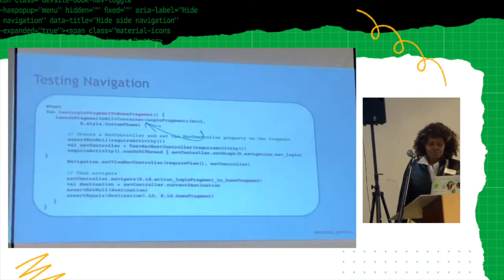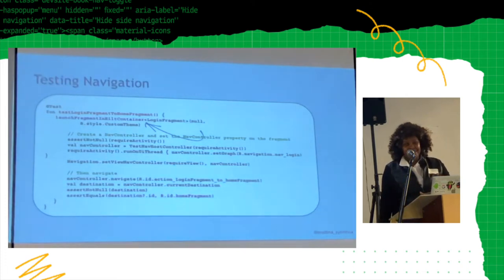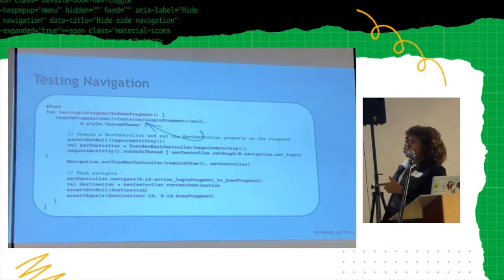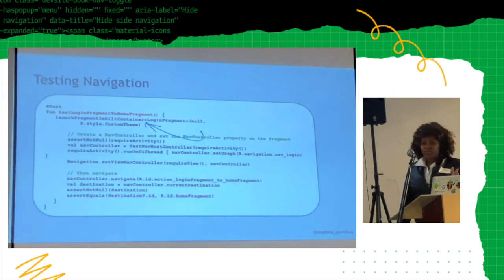Now, I also got this question a lot, that's why I added this slide. Many people wanted to understand how you can test navigation. As you can see here, I'm showing an example of how you can write a test, not to test the login fragment, but to navigate to the home fragment, right? So as you can see, we use that launch fragment in Hilt container. That's provided for us, because I did not write that particular function.